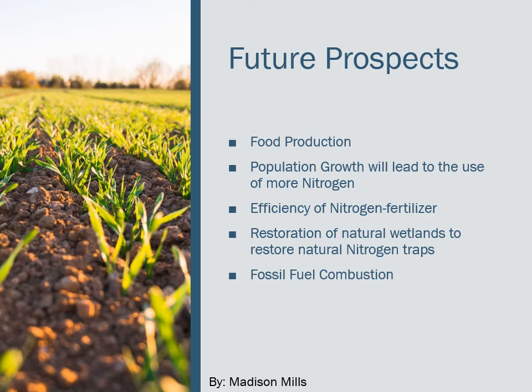Studies have been done to test the efficiency of nitrogen, and it has been shown that by applying a more knowledge-intensive system, farmers can yield more crops, and it's cheaper than just applying a lot of fertilizer. Another future prospect is restoring natural wetlands. Wetlands were once drained to have more agricultural land, but by eliminating them, we also eliminated natural nitrogen traps.